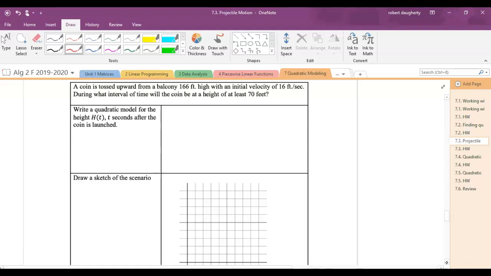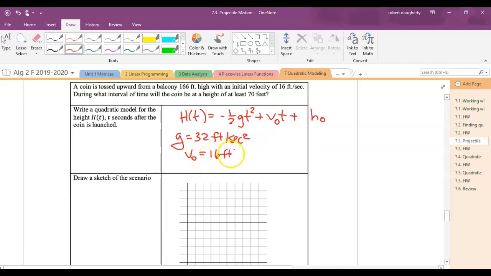A coin is tossed upward from a balcony that's 166 feet high with an initial velocity of 16 feet per second. During what interval of time would the coin be at least 70? So same formula. h of t is negative 1/2 g t squared plus the initial velocity times t plus the initial height. What is g in this problem? Yeah, 32 feet per second squared. What's the initial velocity? It's 16. Is it positive or negative? Yeah, positive because I'm going up.